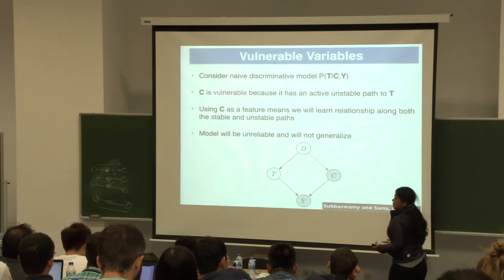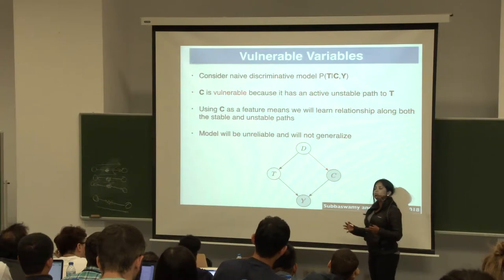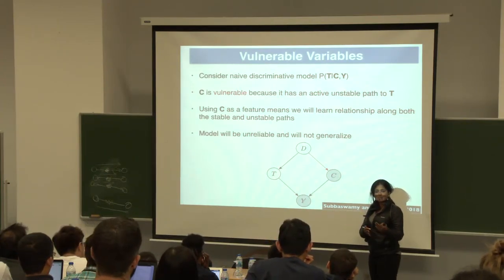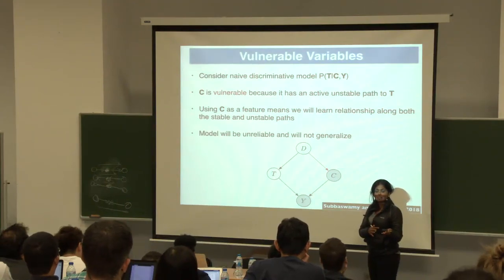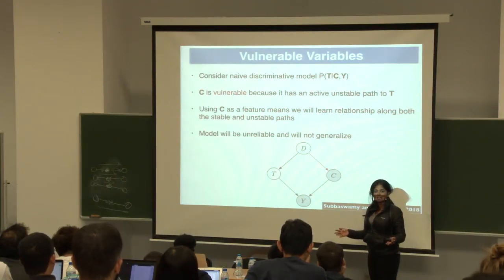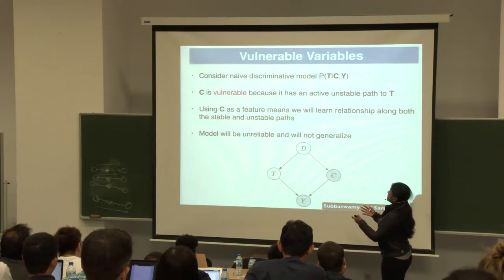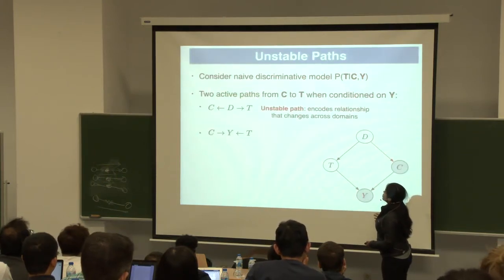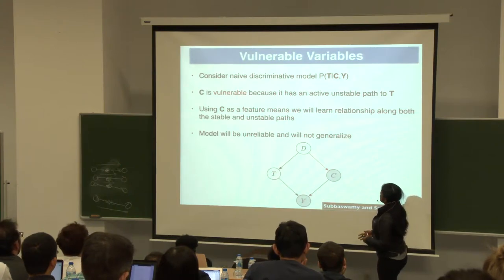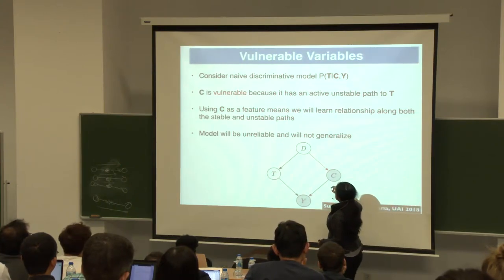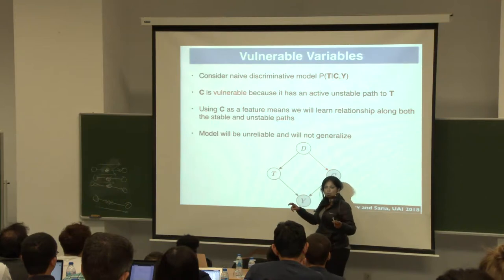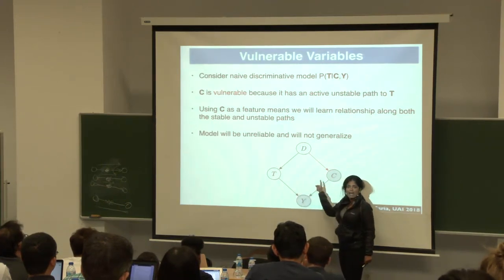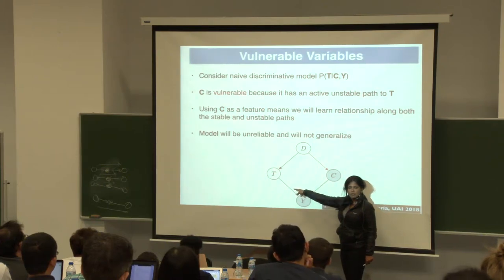So, okay, now finally, the first thing you understood was this idea that you want to learn stable relationships and you want to remove the unstable relationships. The question is, how might you do that? Now I'm giving you one candidate algorithm we walked through for doing that. So here's how we think about it. First, consider this notion of what's called a vulnerable variable. A vulnerable variable is any variable from which there are unstable paths of influence to the variable you're predicting.